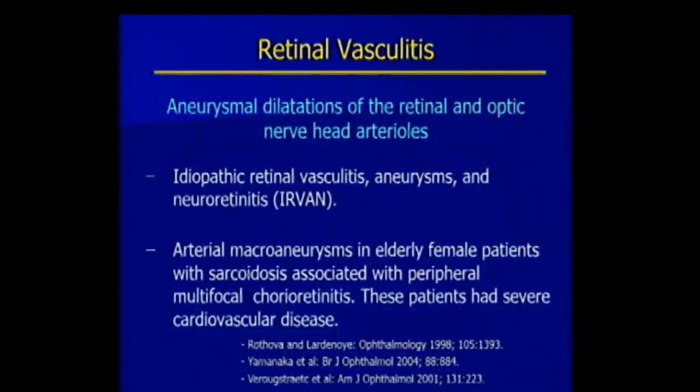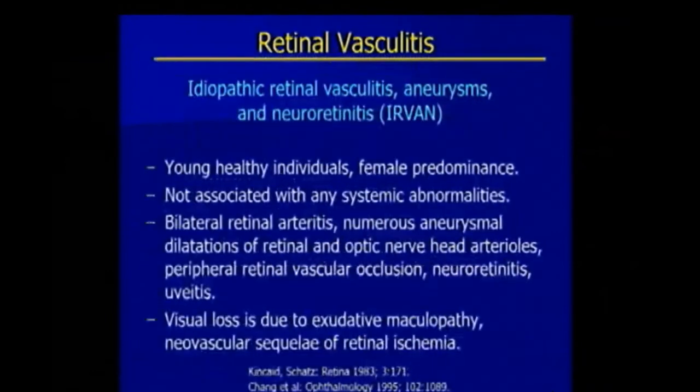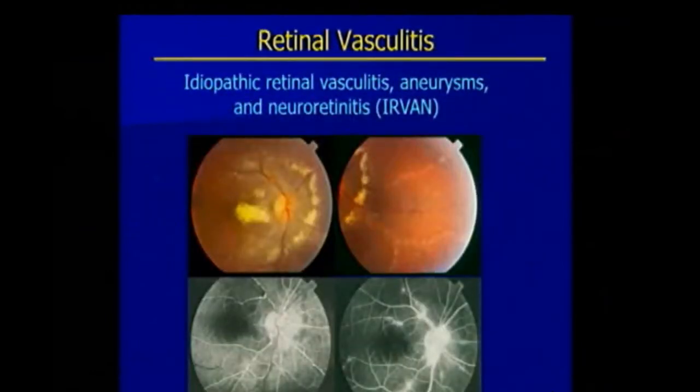Another vasculitic entity, not common, but you have to know about it, is called IRVAN. IRVAN is aneurysmal dilations of retinal and optic nerve head arterioles. Just to make it easier for you, if you see a patient with IRVAN one time, you'll never miss it. Along the arterioles, you see aneurysmal dilations. That's why it's called IRVAN. And then there are always large patches of hard exudates around the optic nerve and involving the macula, and sheathing involving the retinal arterioles.